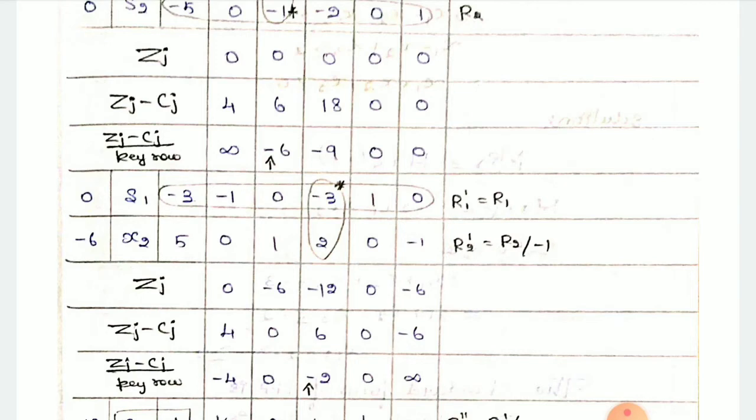So 0 into anything is 0. So minus 6 into 0 is 0. Minus 6 into 1 is minus 6. Minus 6 into 2 is minus 12. Minus 6 into 0 is 0. Minus 6 into minus 1 is minus 6.